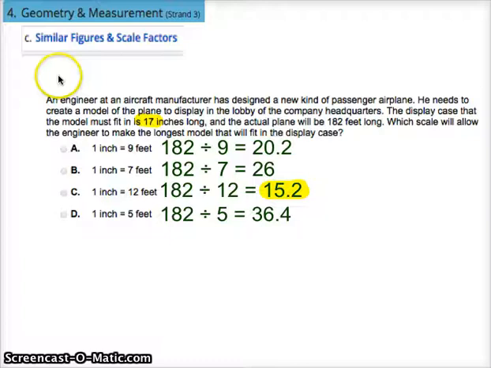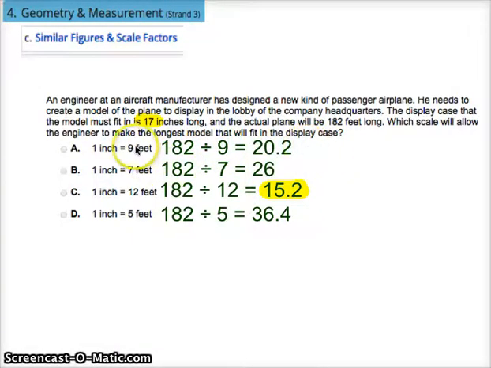Our last example here, just kind of a guess and check type question. An engineer at an aircraft manufacturer designed a new passenger airplane. He needs to create a model of the plane to display in the lobby of the company headquarters. The display case the model must fit in is 17 inches long. So he's limited with the size. Has to be less than 17. The actual plane is 182 feet long. Which scale will allow the engineer to make the longest model that will fit in the display case?